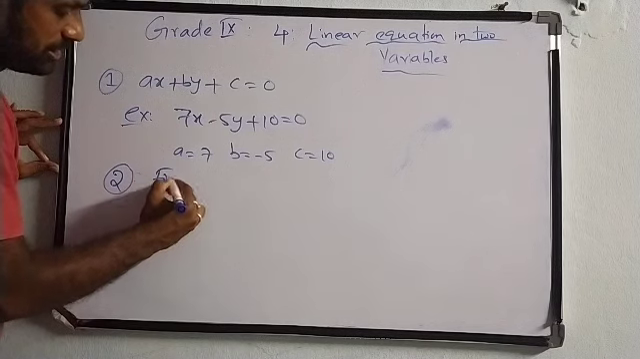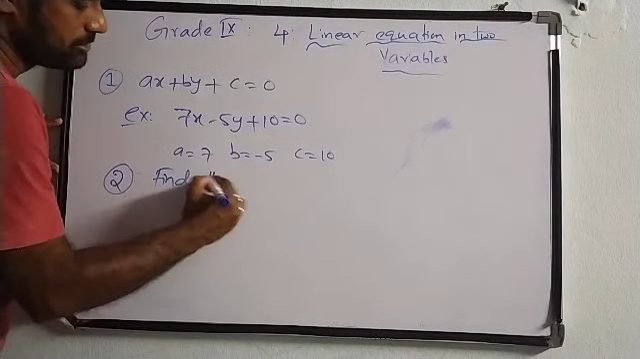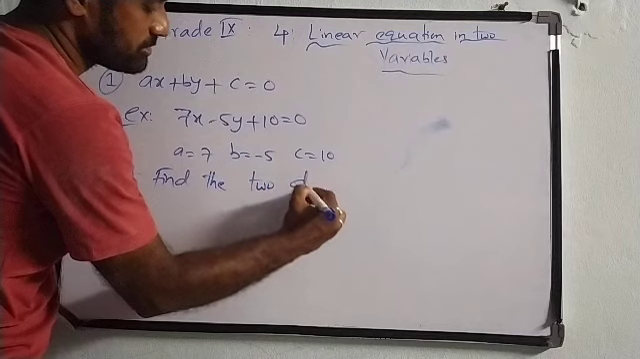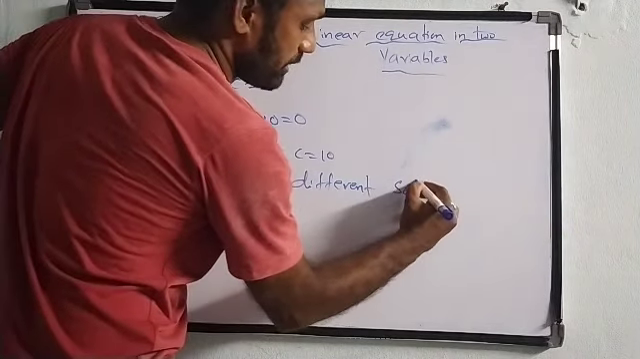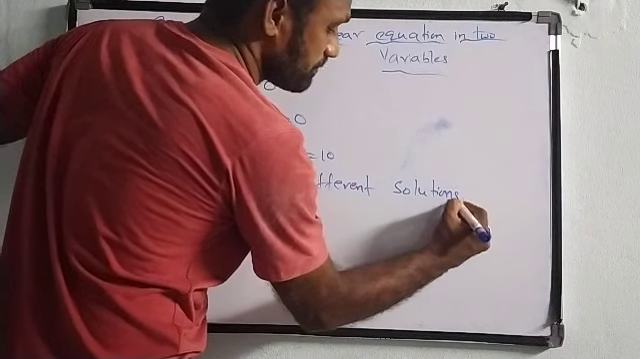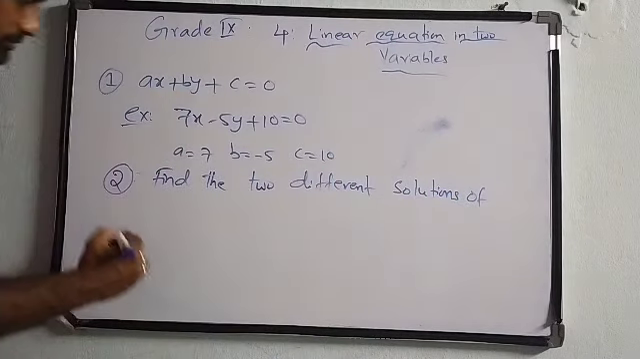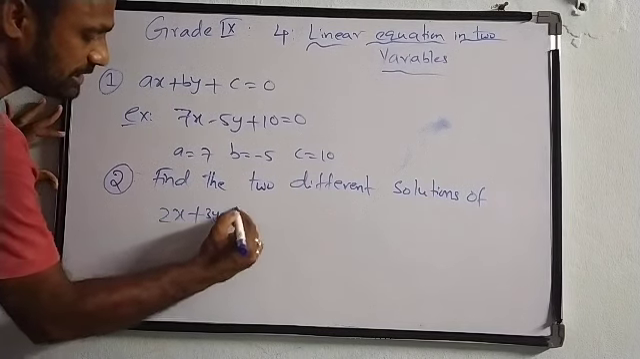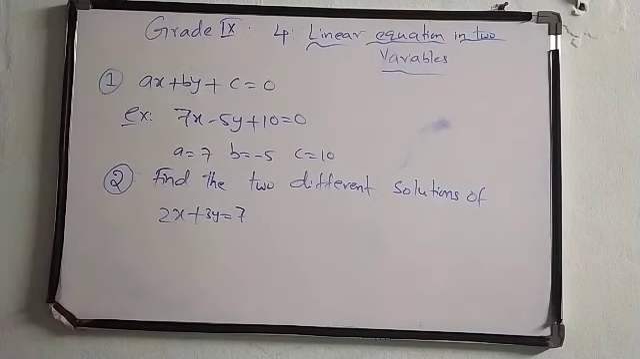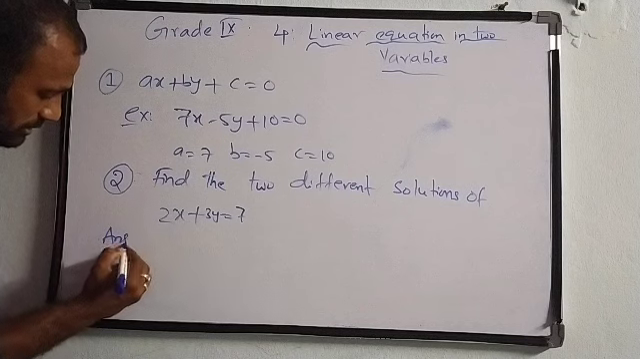Now let us see another question. Find the two different solutions of 2x plus 3y is equals to 7. So this is the given linear equation in two variables. From this we need to find out two different solutions. So let us start doing.